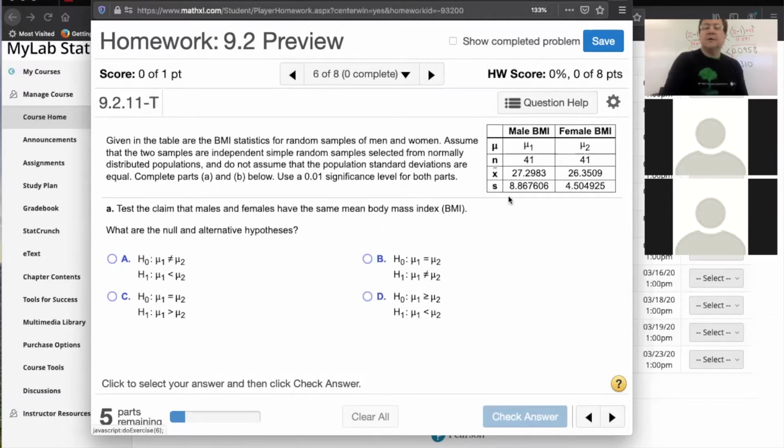Okay, so in the table, we see a summary of the sample size for males and females. We see the sample mean for males and females. We see the sample standard deviation for males and females.